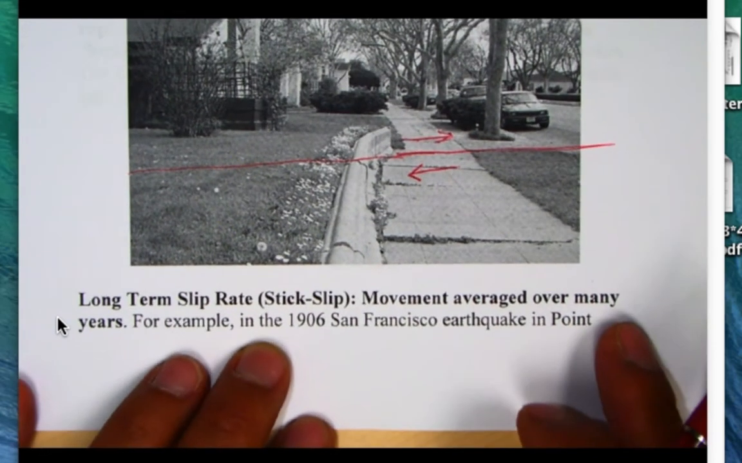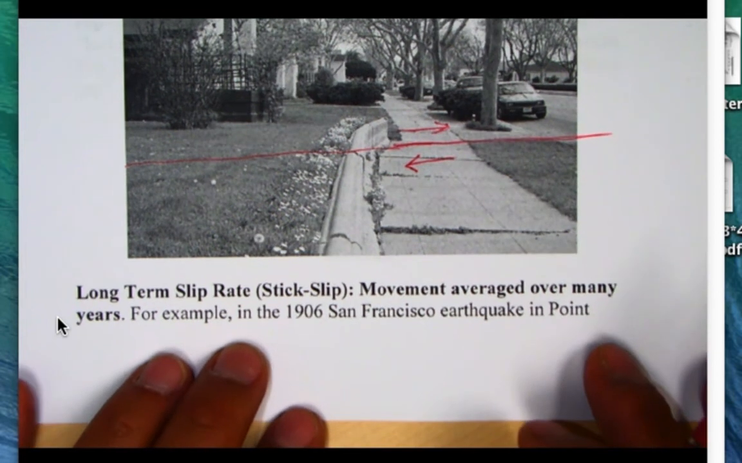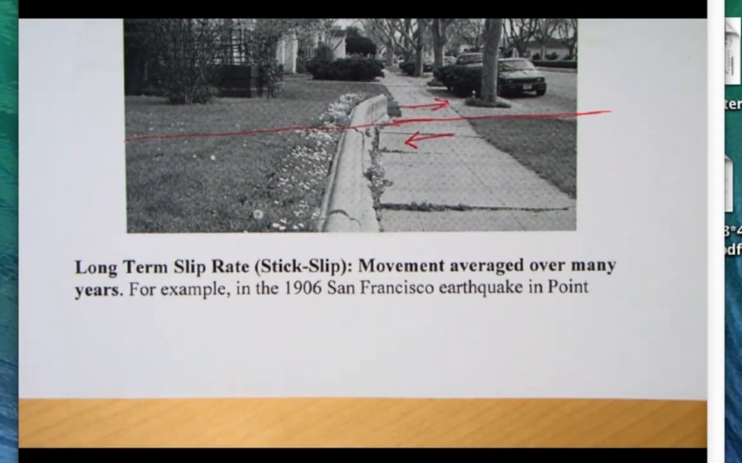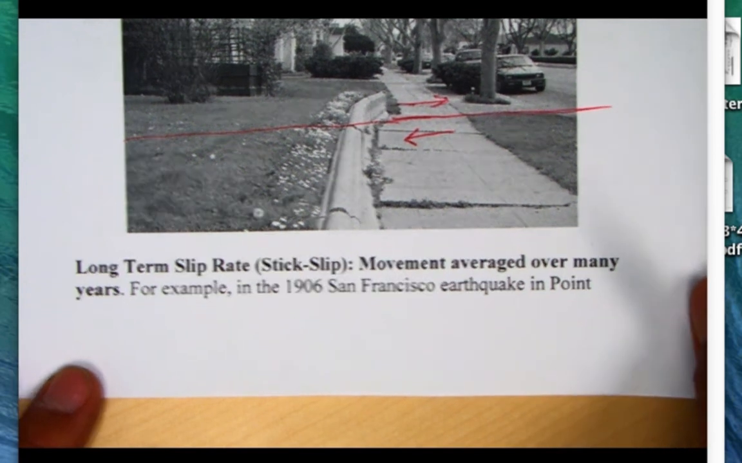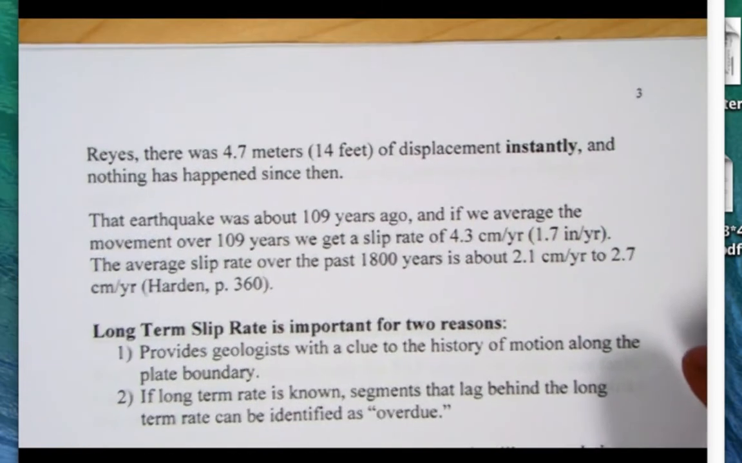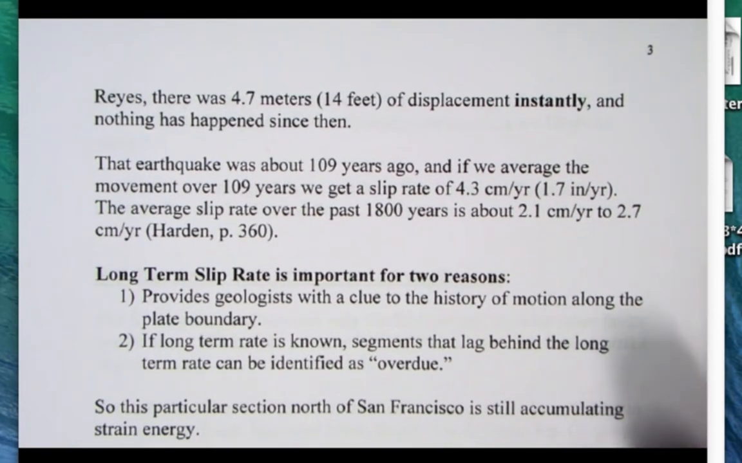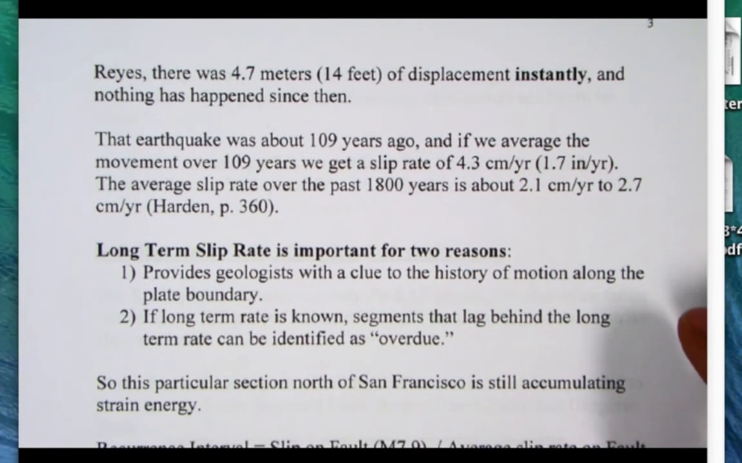Now, the other type of motion is this long-term slip rate, and we talked a little bit about this already. And the long-term slip rate is also called the stick slip, where the fault is locked in over many years, hundreds of years, and then suddenly it slips, moving several meters in a minute or less, or sometimes even a little bit longer. And for example, the 1906 San Francisco earthquake in Point Reyes Peninsula, so it happened, actually the epicenter was just offshore the Golden Gate, but a good place to see offset from that earthquake was at Point Reyes Peninsula, just north of San Francisco.